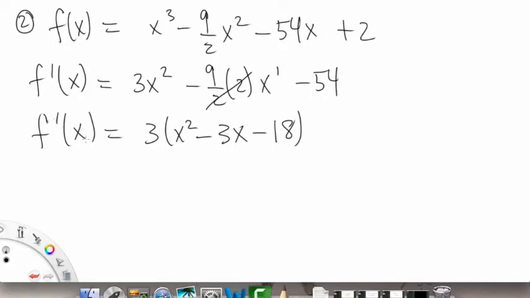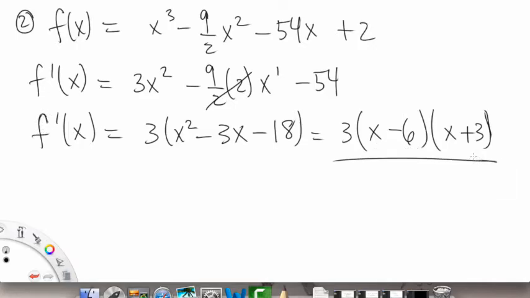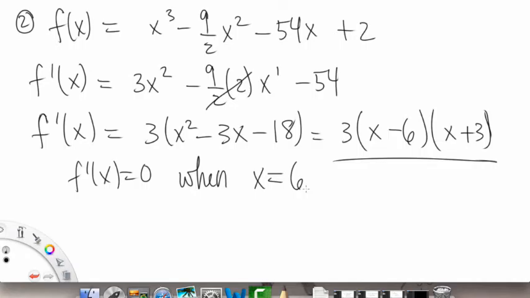Here we can actually factor. We're going to factor that into 3 times x, and x over here, and then we subtract a 6 because we want the greater number to be negative. So we're going to subtract that 6. This is actually a continuous function. It's not undefined anywhere. It exists at all points because we don't have a fraction or denominator. So this equals 0 when x is equal to 6 or negative 3. These are our critical points for this problem.